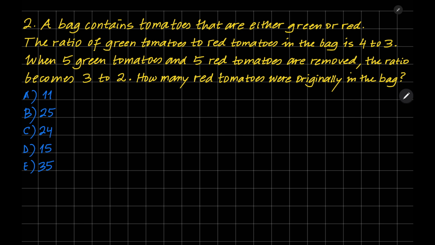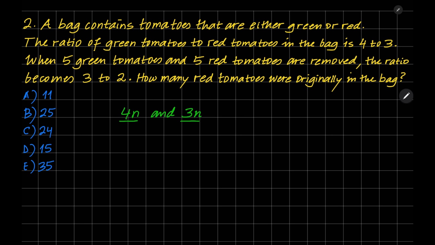Question 2. A bag contains tomatoes that are either green or red. The ratio of green tomatoes to red tomatoes in the bag is 4:3. When 5 green tomatoes and 5 red tomatoes are removed, the ratio becomes 3:2. How many red tomatoes were originally in the bag? The number of green and red tomatoes are 4n, 3n, respectively, for some integer n.